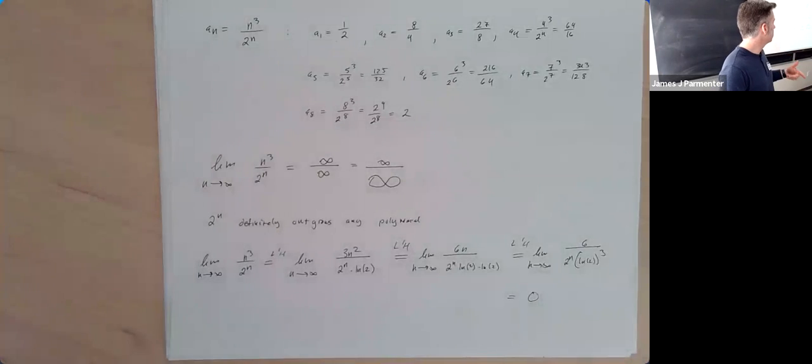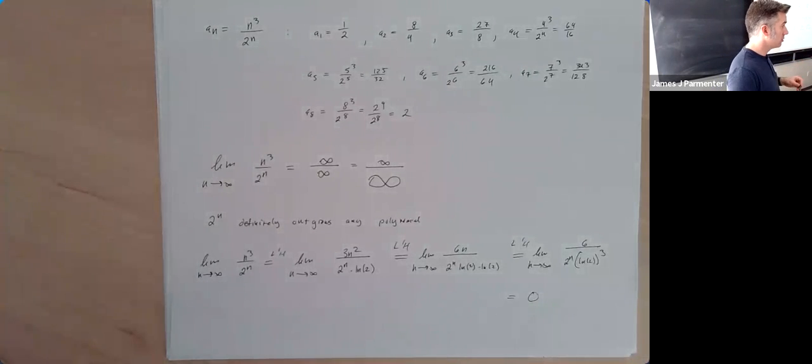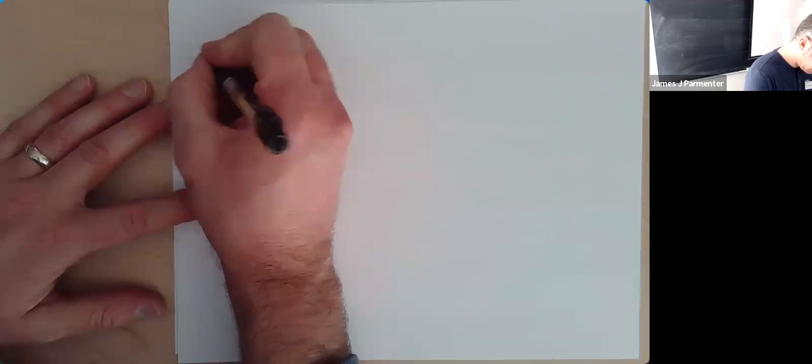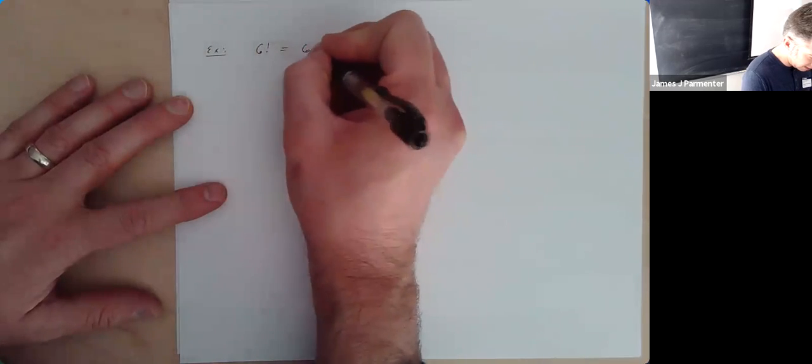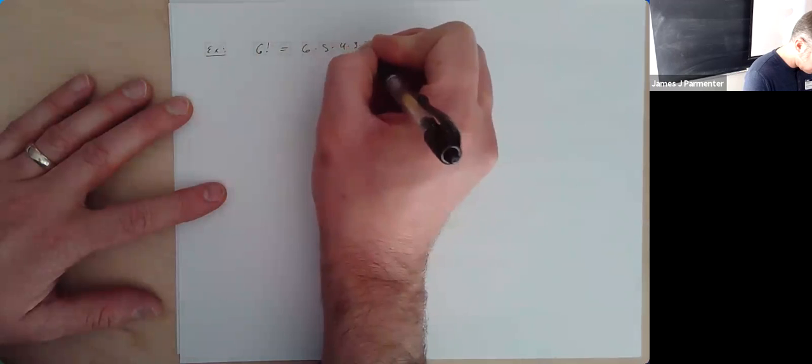The other type, oh, go ahead. Oh, sorry. So the other thing I want to mention, which you may or may not have seen before, is n factorial. Have you seen that? Yeah, factorials. So factorial is pretty straightforward. It just means you multiply by every lesser integer down to 1. So for example, 6 factorial is just 6 times 5 times 4 times 3 times 2 times 1.